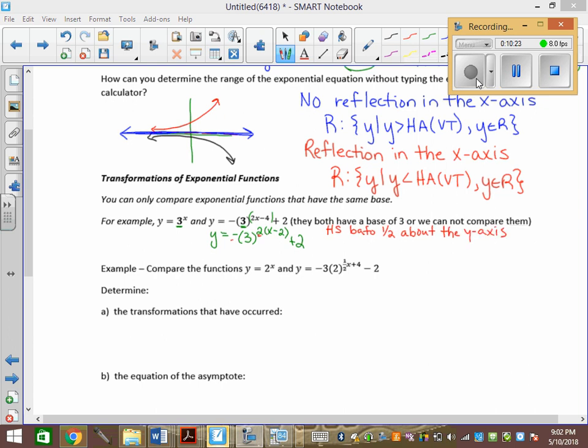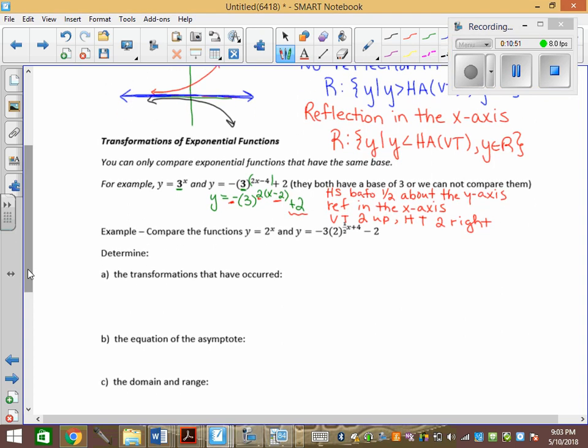I have a negative in front, so I have a reflection, and it's not with the x's, it's in the front, so it's a reflection in the x-axis. It's always in the opposite axis. I have a vertical translation 2 up because it's at the back, and a horizontal translation 2 right. If I forget to take that 2 out, though, I'm going to say 4 right, and I'm going to be incorrect. Okay, so we're going to look at the next example.